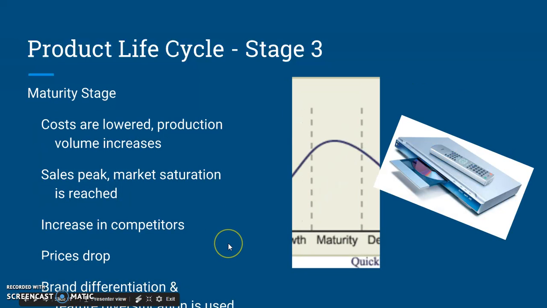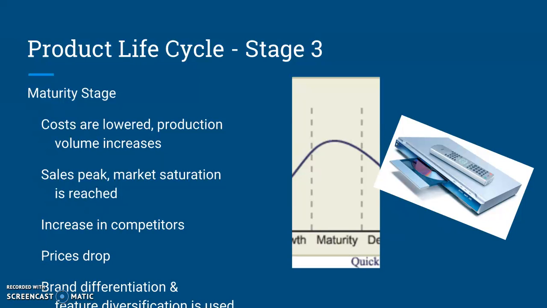All right. Now, when we get to stage three, the maturity stage, costs are lowered because production volume has increased and sales are starting to flatten out or they're starting to plateau. So sales peak, market saturation is reached. Increasing competitors. So now we're not the only ones with this product out on the market for consumers to purchase. Our competitors are also providing this. Prices are going to drop in an attempt to try and stimulate the product and generate sales.